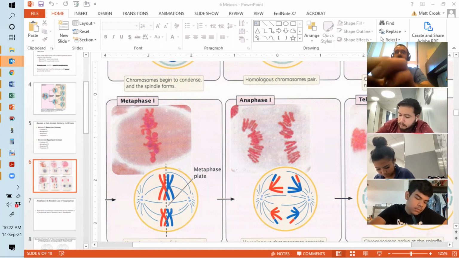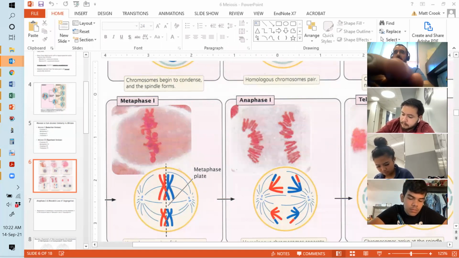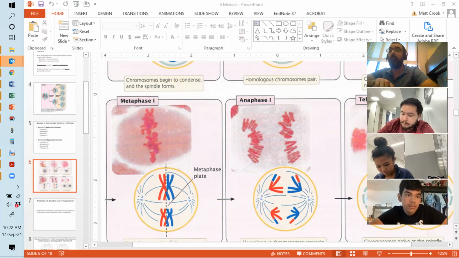If, like us, you have n of 23, this is something that will blow your mind. You have 8.4 million possible combinations. 8.4 million. It's 2 to the power of 23, I think. Yeah. So essentially, every time any one of you produces a gamete, there are 8.4 million combinations of chromosomes it could have between maternal versus paternal for each chromosome. Ouch.